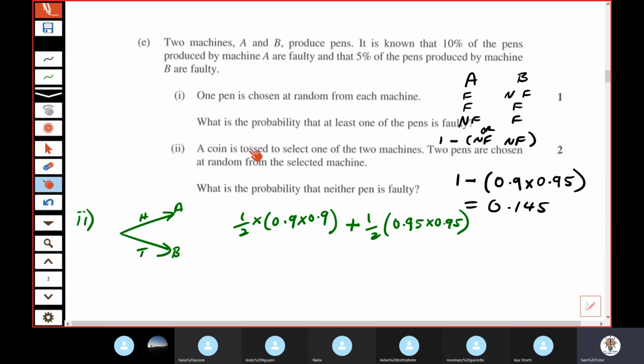So first, a coin is tossed to select one of the two machines, full stop. I did that. I went H for A and T for B. It doesn't really matter, like I said, because they're both half. And then if you chose A, you want neither pen to be faulty. So pen 1, not faulty. Pen 2, not faulty. Or B, pen 1, not faulty. Pen 2, not faulty.